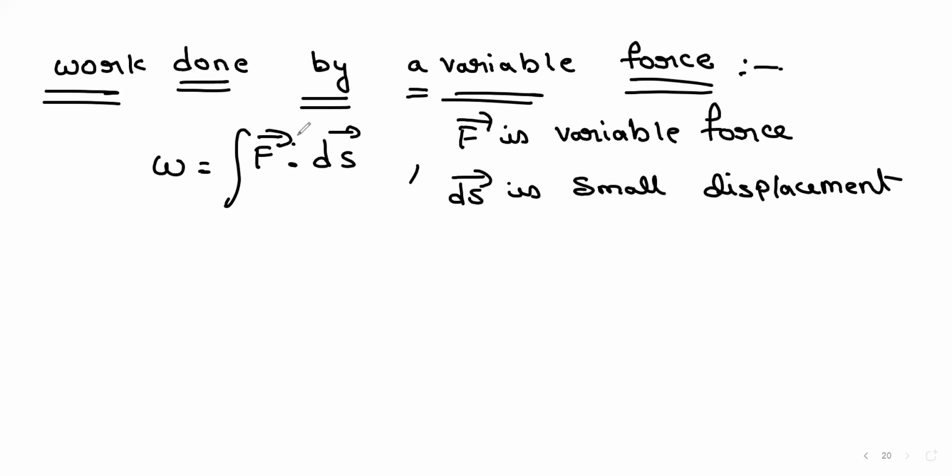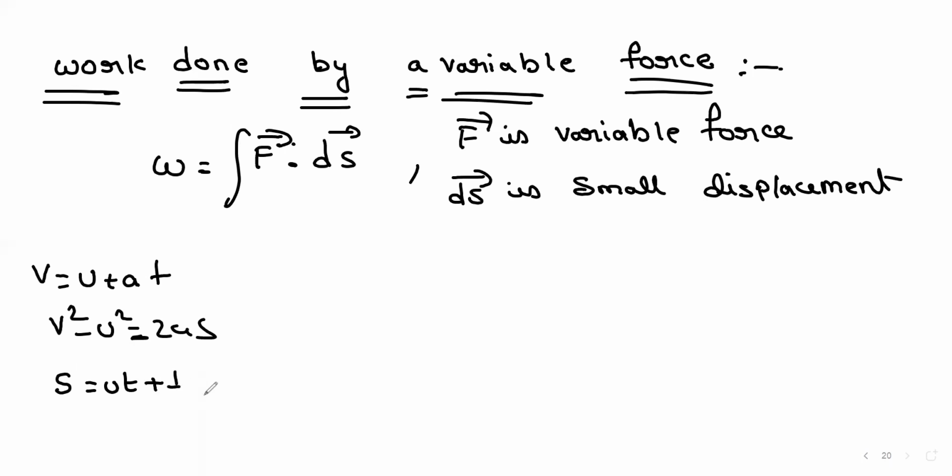Yes, sir. Variable acceleration problems. See, when acceleration is constant, you use these formulas, right? v is equal to u plus at, v square minus u square is equal to 2as. Then what is the other one? s is equal to ut plus half at square, right?